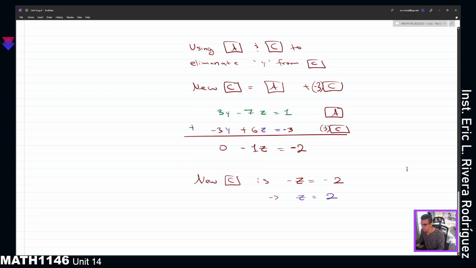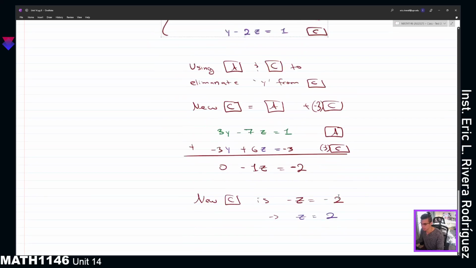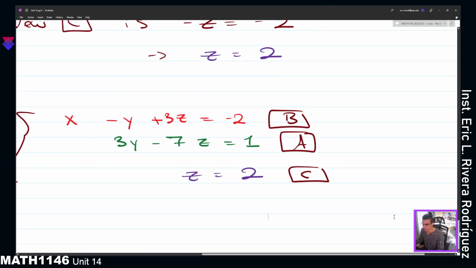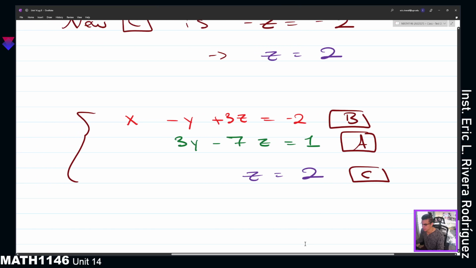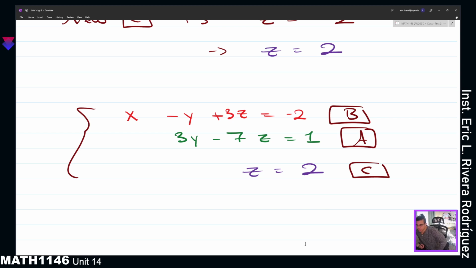So again, I'm going to write the system to have an update on how it looks. And now you can see that I have a triangular shape. Already I have the value for Z because Z is equal to 2. And we can see that on equation C. Okay, so this is the triangular shape.